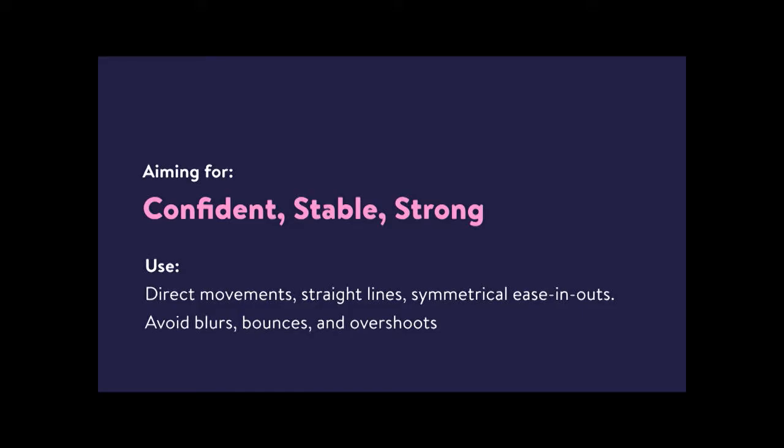So having straight lines, direct movements, going to where you're going and knowing that you're going there. Symmetrical movements, like symmetrical ease ins and outs, where you're speeding up the same way you're slowing down in the end, like an easing curve you could literally fold in half, tends to feel very confident and stable because of symmetry and stableness. Probably want to avoid blurs and bounces and overshoots because all of those are not going to feel as confident. It's going to feel like you didn't know where you were going.